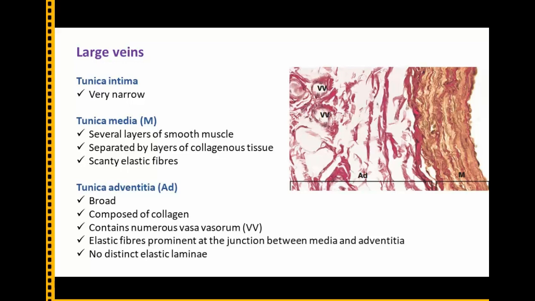Again, the widest part is the tunica adventitia. It is composed of collagen, and to supply blood to the larger veins, it also has vasa vasorum. These elastic fibers are more prominent at the junction between the media and adventitia. But here they do not have any elastic laminae like in the arteries.